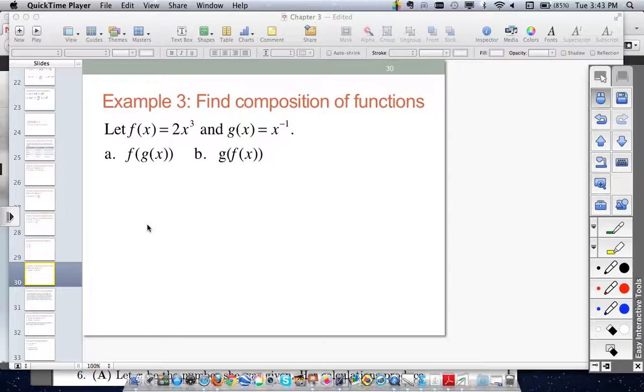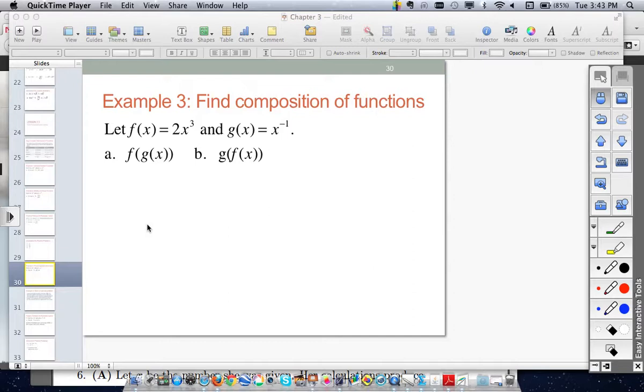Okay, welcome back to lesson 3.3. This is part 2. We talked about the operations on functions, so now we're going to talk about composition of functions. This is where we start to combine our functions and taking it to a new level.